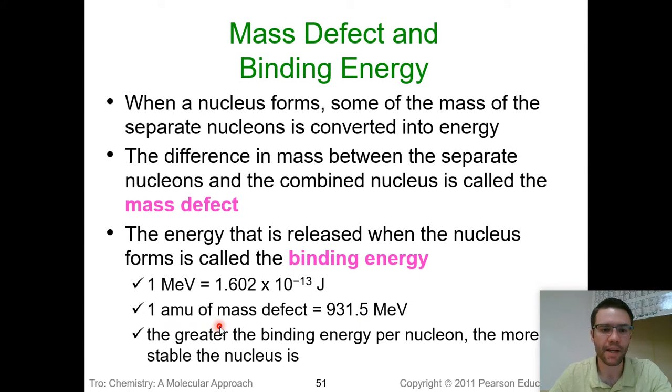So 1 atomic mass unit of defect, if you use Einstein's equation, you can plug that in kilograms into Einstein's equation, and figure out how many joules that is, and then convert to mega electron volts, and you get this. So this would be a useful ratio here for these problems. 1 atomic mass unit, if you lose that much mass in an atom when it binds, you get 931.5 mega electron volts of energy. The greater the binding energy holding the nucleus together, the more stable that particular atom is.